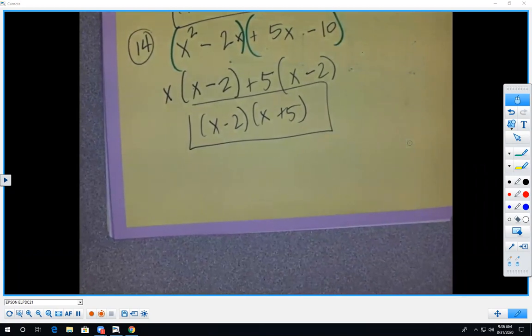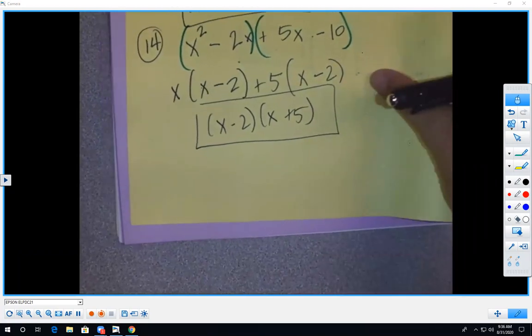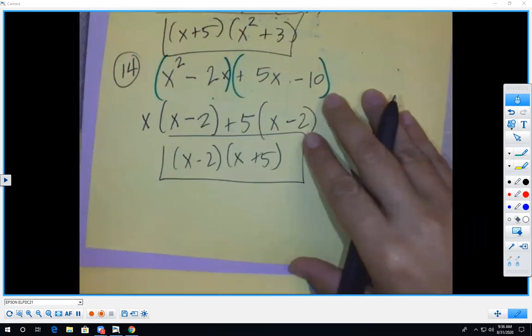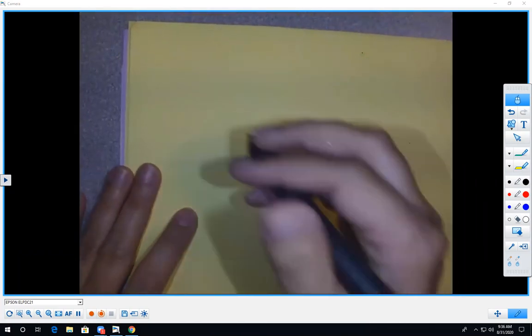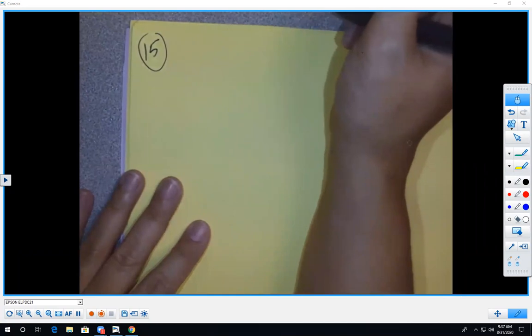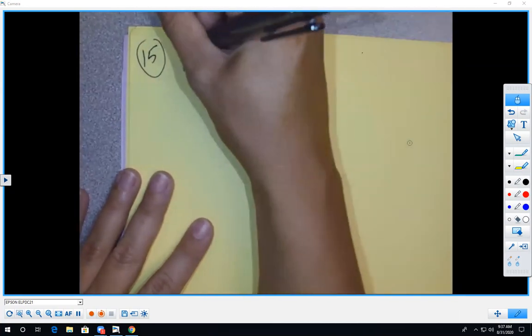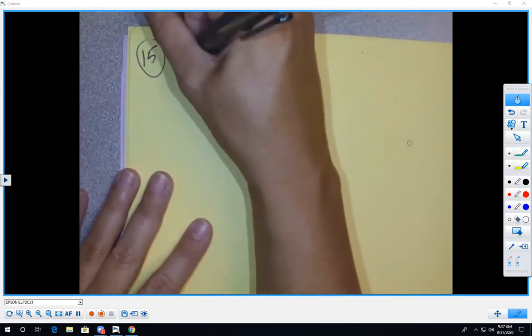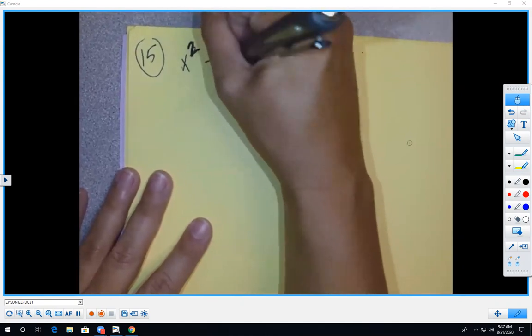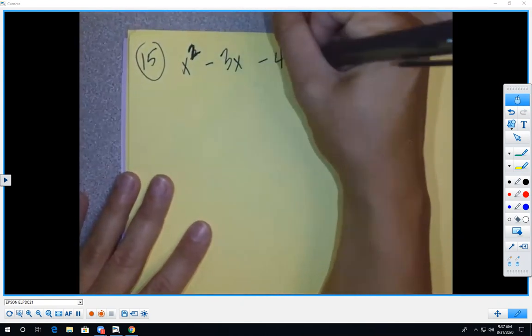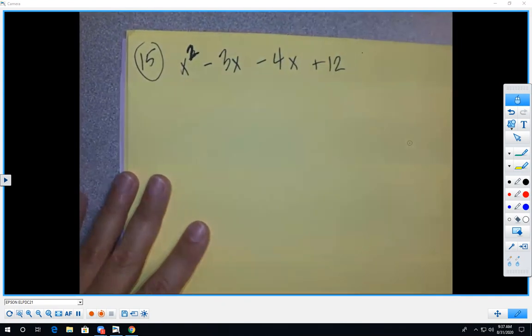Everyone good with that? Okay, so what if that middle sign is a negative? Let's do one of those. So this is number 15. If I had the problem, let's do that. X squared minus 3x minus 4x plus 12.